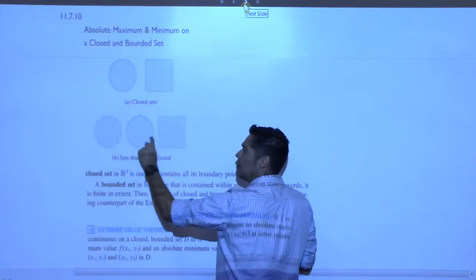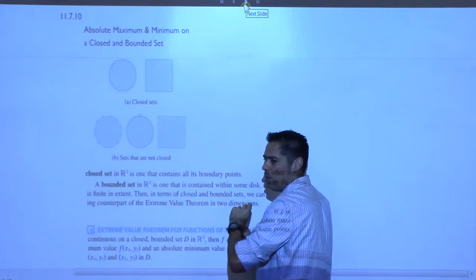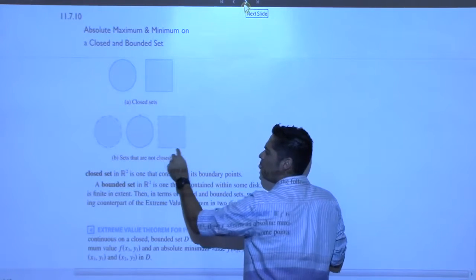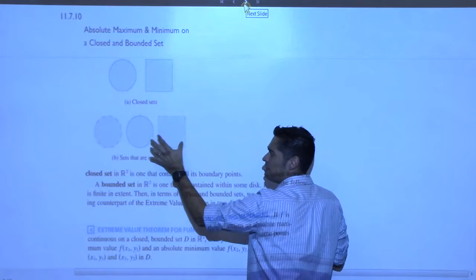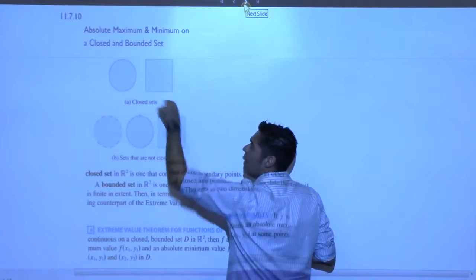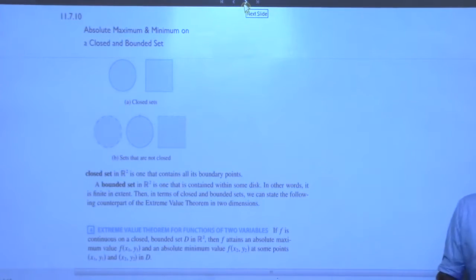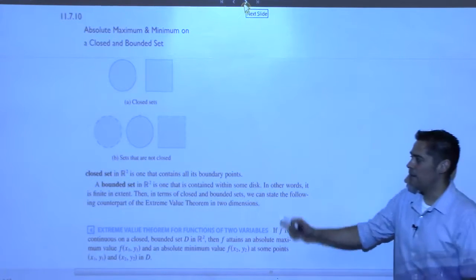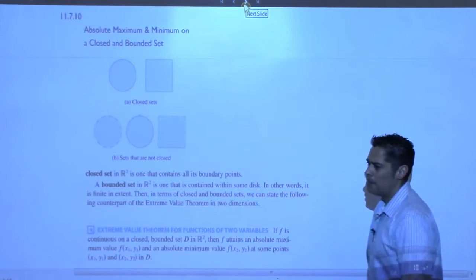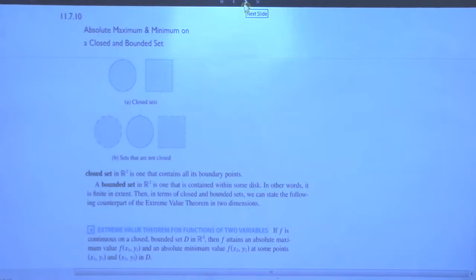Here you include all of the boundary except one point. That's not closed. Here you include one boundary, but you don't include these. This is not closed. You have to have all boundary points included for it to be a closed set. To be a bounded set is a little more complicated, but the idea is that your set must be finite.